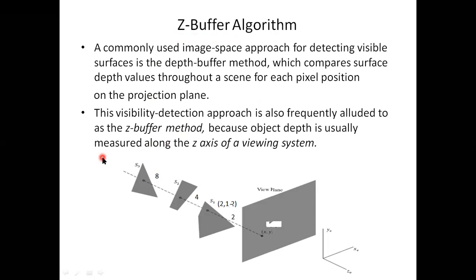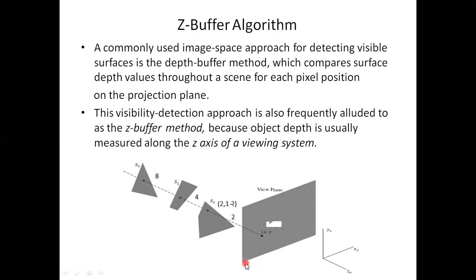Before that, I will tell you what the measurement of Z is. The measurement of Z is the distance between the projection plane and the object. This is the projection plane. For example, you may be watching this video. What is the depth value? It is the distance between your eye and the monitor. That is the Z value.